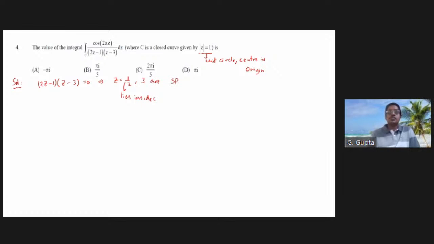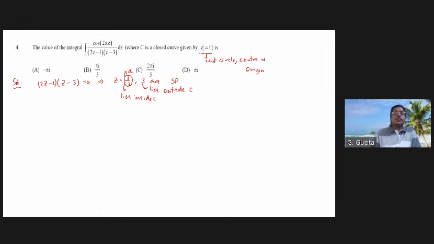SP means singular point. Short form of singular point can be written as SP. If I put z is equal to 3, here mod z, mod 3 is 3, 3 greater than 1. So this lies outside C. So it is a mixed case problem, but our interest is inside. Whenever a point is inside, such a singular point is denoted by small a. Ignore the outside points.